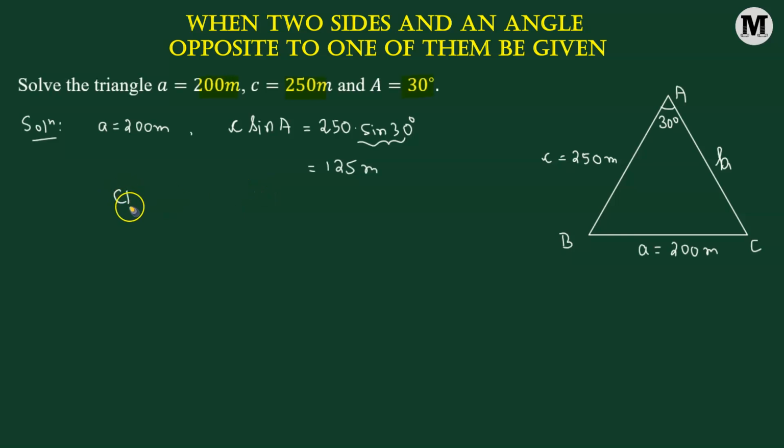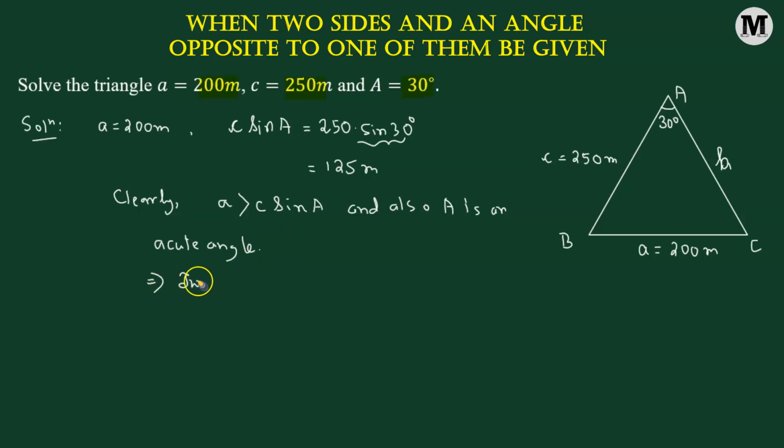Now clearly we see that the measure of side a, which is 200 meters, is greater than c times sine of angle A. So this means that the triangle exists and there are going to be two solutions. Here we also observe that the given angle A is an acute angle. Since it's an acute angle, there are definitely two triangles possible. Okay, so let's begin by computing the measure of one of the angles.